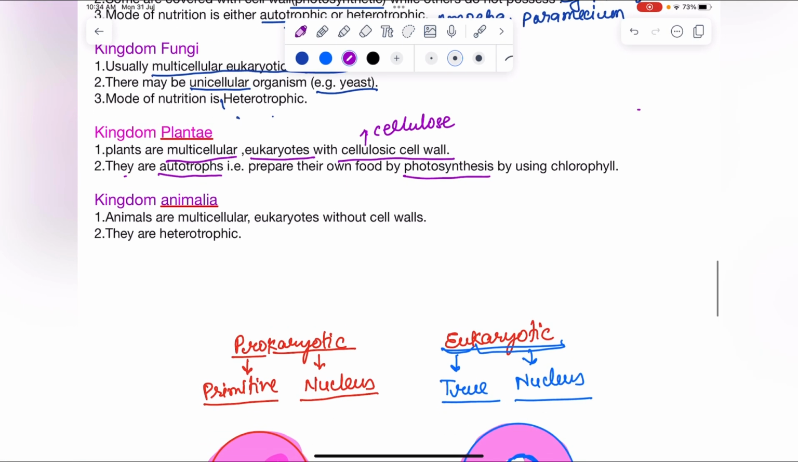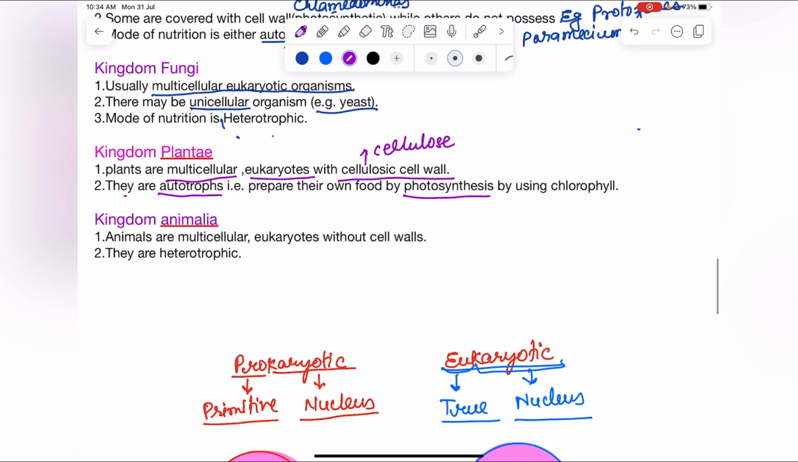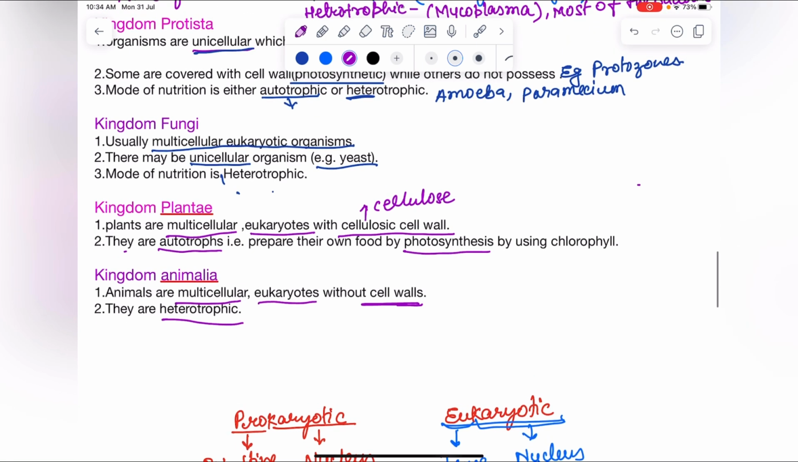Now next is kingdom Animalia. Animals are multicellular eukaryotes without a cell wall, which means the cell walls are absent in animals. They are heterotrophic. Animals are heterotrophic, which means they are dependent on others. In the next video I am going to explain about the kingdom Animalia.